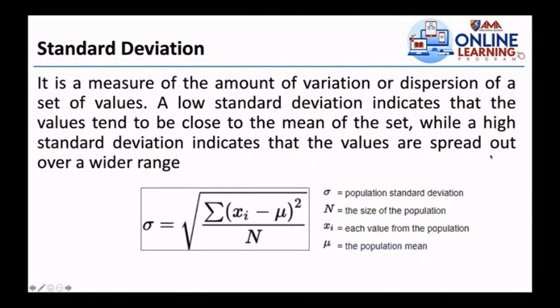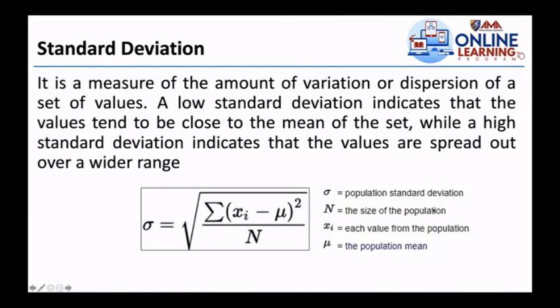Now, the second one, this is the one I told you a while ago, that there is a mention of population and sample later. You will see a sample. So I already mentioned to you the difference between sample and population, right? So you should be able to understand this better.